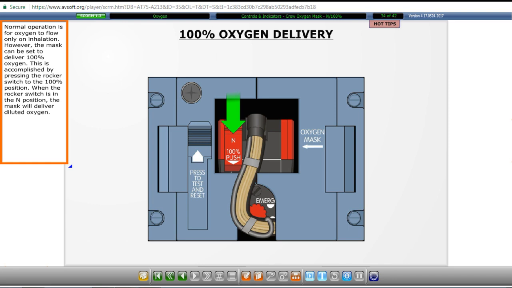Normal operation is for oxygen to flow only on inhalation. However, the mask can be set to deliver 100% oxygen. This is accomplished by pressing the rocker switch to the 100% position. When the rocker switch is in the normal position, the mask will deliver diluted oxygen.